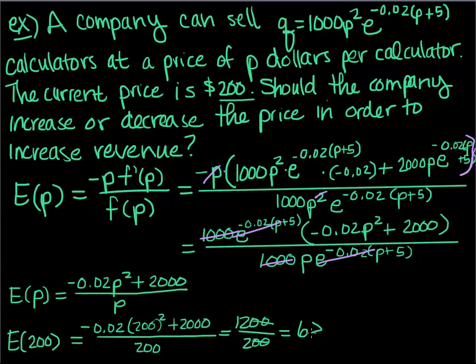What does that mean? If that number's not right, I apologize. It might be 4. I don't know. I was looking at my notes and I have that it's 4. So you check it. But this system should be elastic. So 6 is greater than 1. Therefore, what do we know about this system? It is elastic.